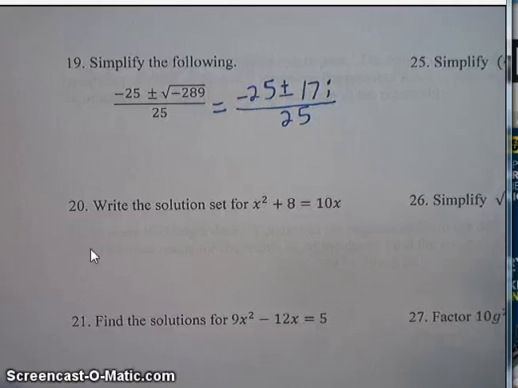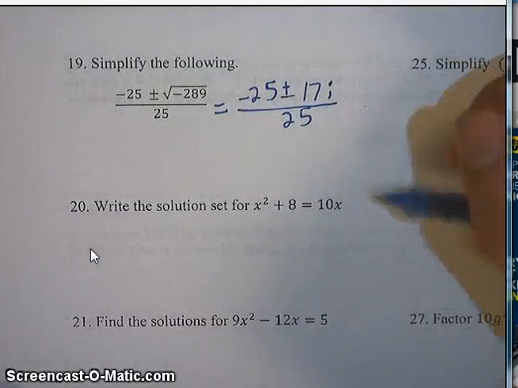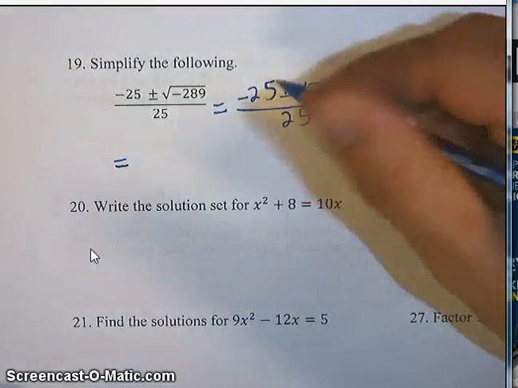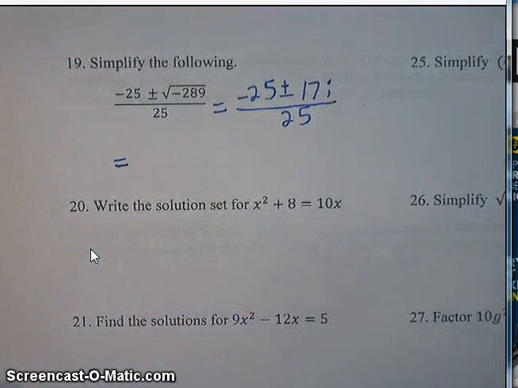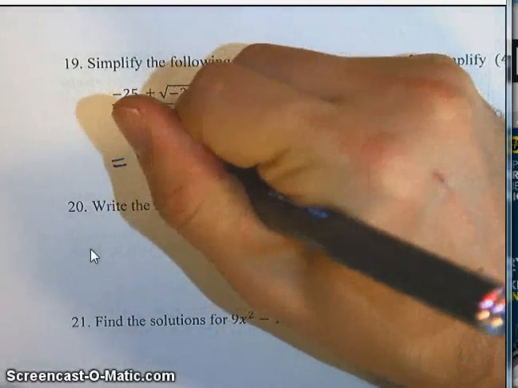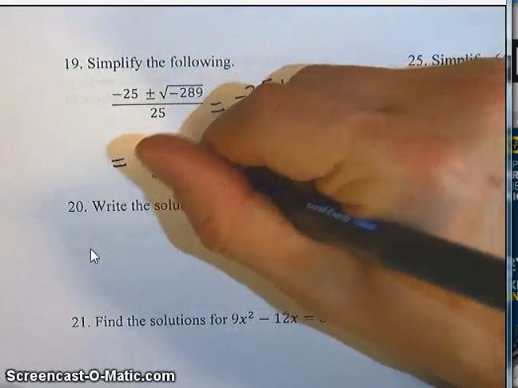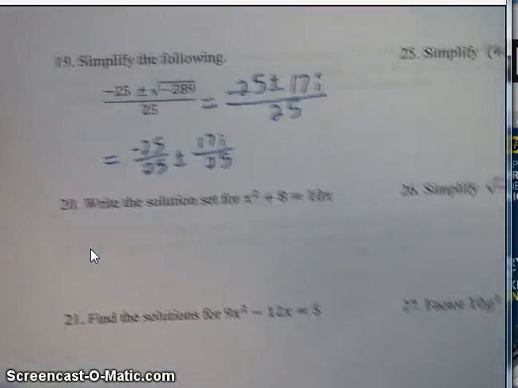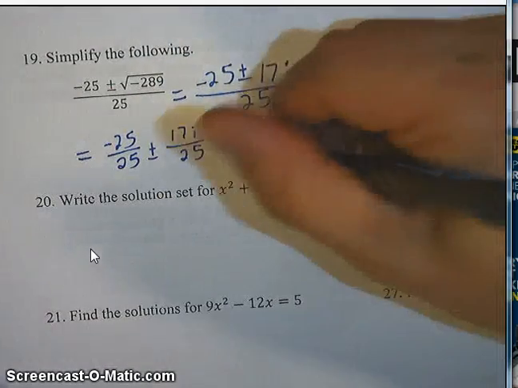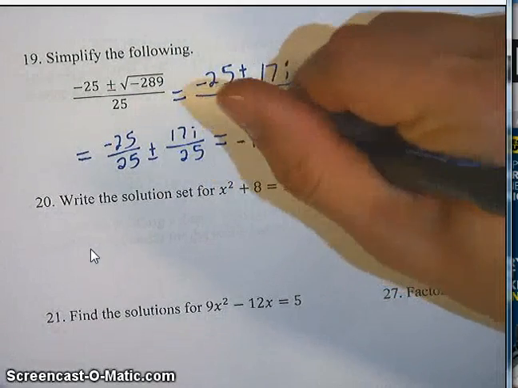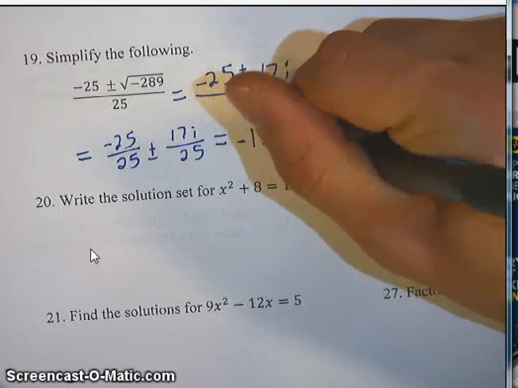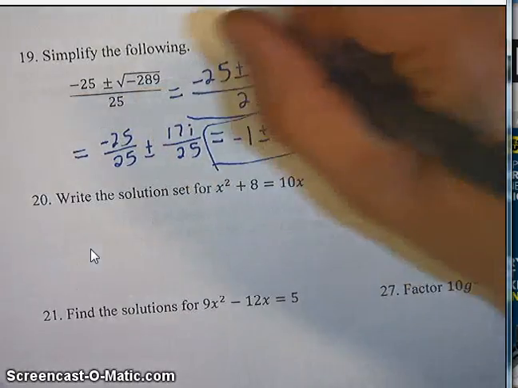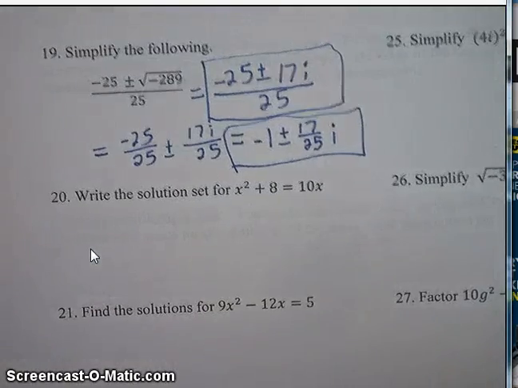Now we could call this fully simplified because 25 doesn't go into 17 at all, but we could rewrite it a little bit as two fractions. We could say -25 over 25 plus and minus 17i over 25, which of course would reduce to -1 plus and minus 17 over 25i. So that's an acceptable answer, and that's an acceptable answer. Either way you want to write it, that's fine.